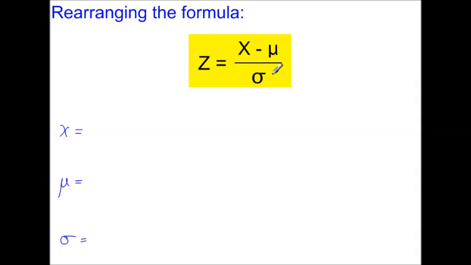Okay, so if we rearrange this formula, if we make x the subject, we have x is equal to population mean plus z times sigma, and the mean is equal to x minus z times sigma. And the standard deviation, if you swap the z and the sigma around, you get x minus the mean over z.